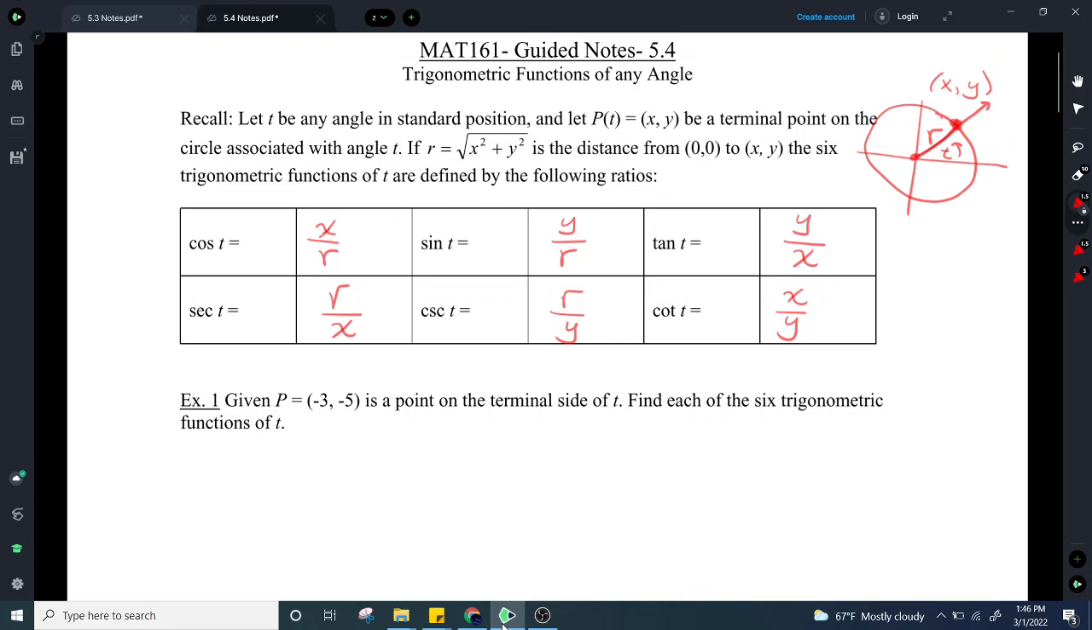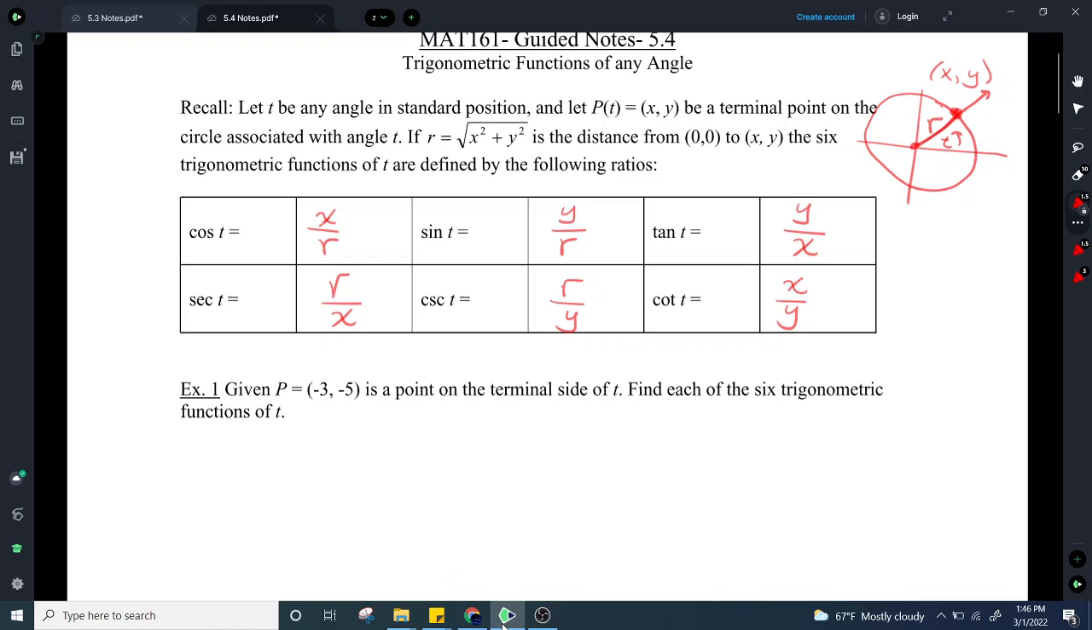Really, where this r comes from, this is just the Pythagorean theorem. It's the square root of x squared plus y squared. It's literally all it is. So that's what we're going to use to figure out that r value in all of these situations. This is not some big complicated formula you're going to have to remember. You're just going to use the Pythagorean theorem.